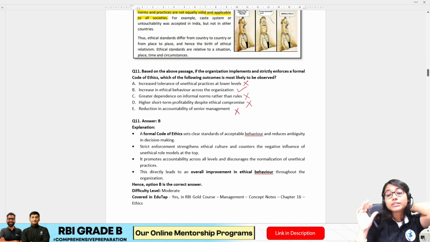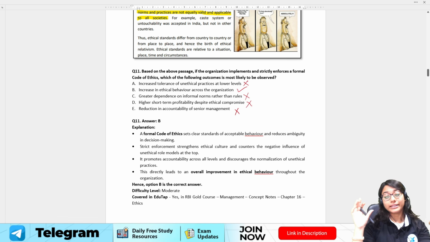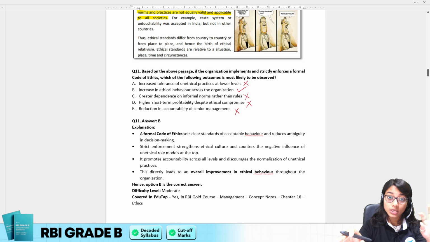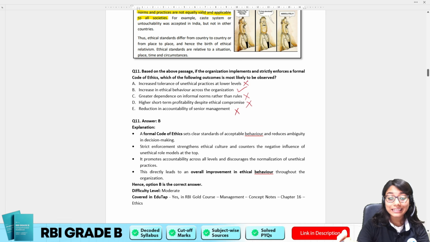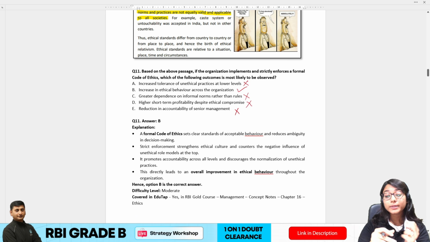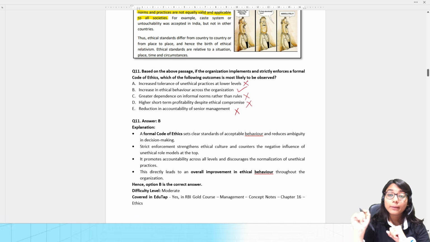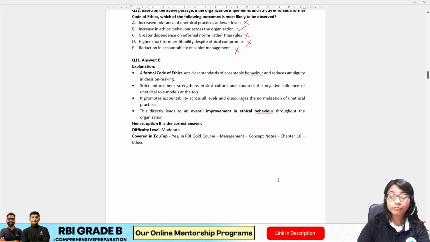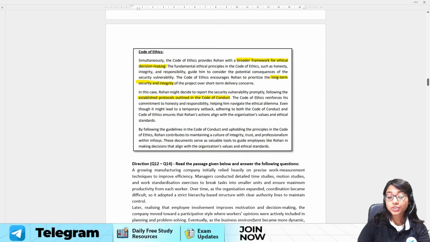Basically, why? Because if you introduce a formal code of ethics, there is a difference between right and wrong clearly mentioned. You will never do the unethical wrong thing. You are only going to go for the right action. Therefore, you have to follow it, right? Because it's being strictly enforced. Overall, improving ethical behavior in the organization. Therefore, answer option B. Now, we have a look at the next question.